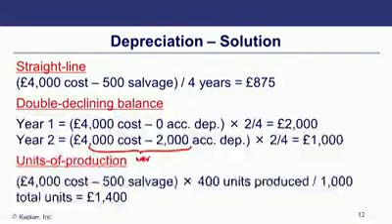Units of production method, nice and straightforward: cost less salvage value, and then we're going to bring it in according to the proportion of the asset's life we've used. So we've used 400 units out of a total of 1,000 units life, so we've used 40% of the asset's value, so we're going to bring in 40% of the depreciation, which totals 1,400.